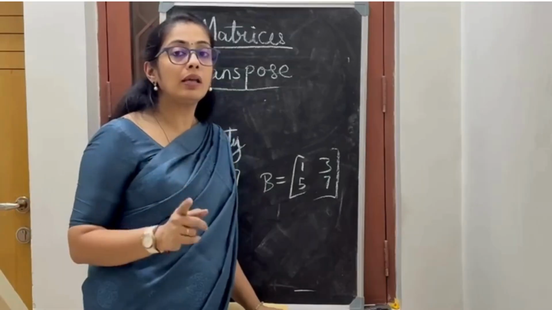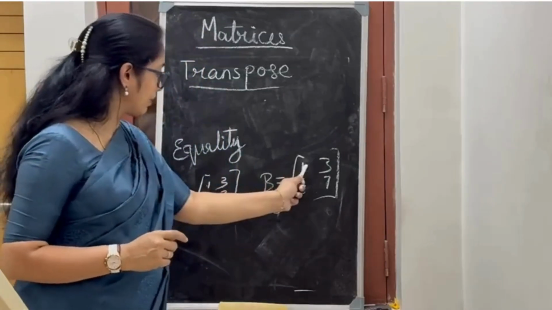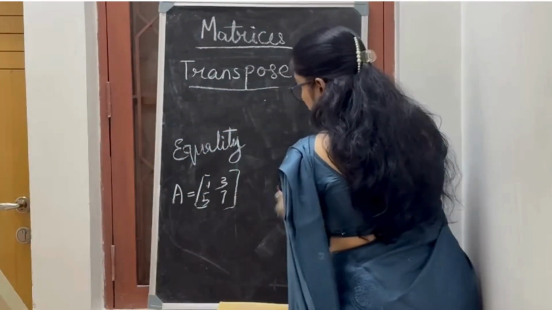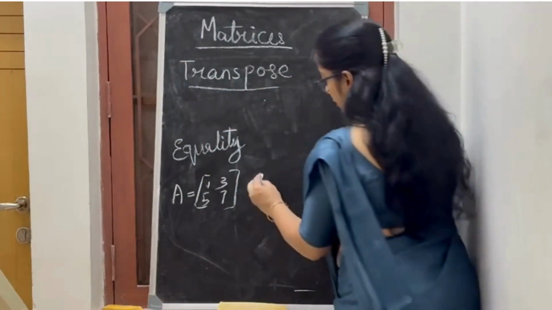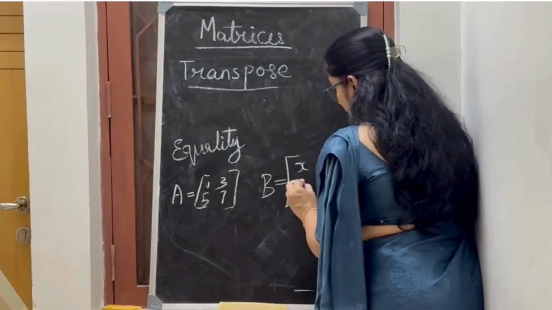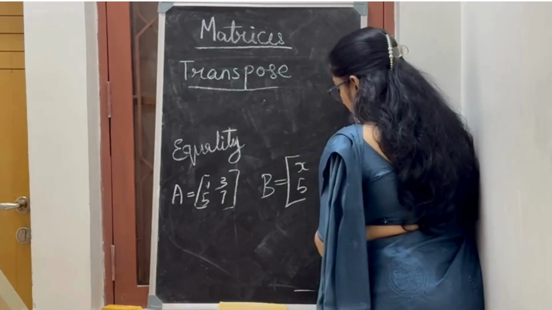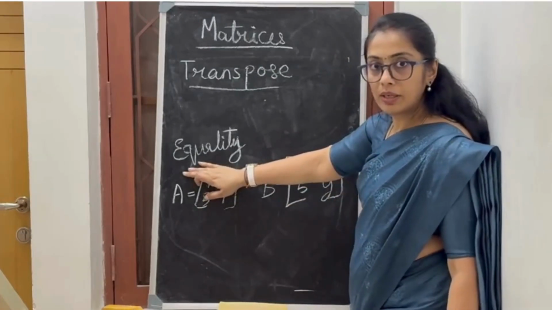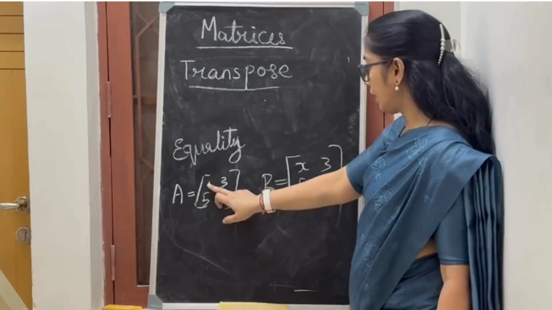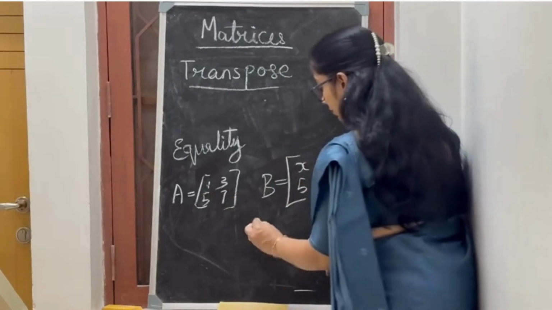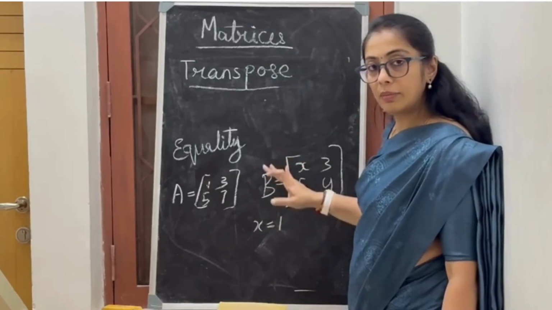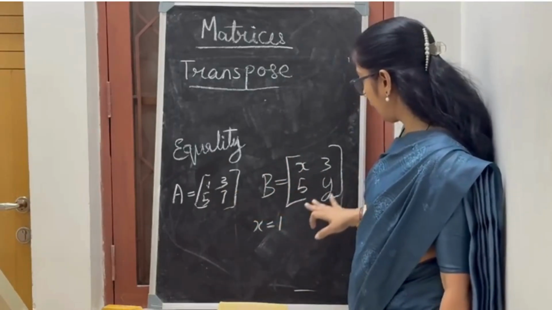The corresponding elements are the same. So if this is 1, this will be 1. This is 3, this one also will be 3. Example, they might tell you to find x and y in B, and the given term is that it's an equality matrix. What you have to do is just see A. What is this? 1. Then x is 1. Because the corresponding elements in an equality matrix are equal, x is 1 and y is 3.